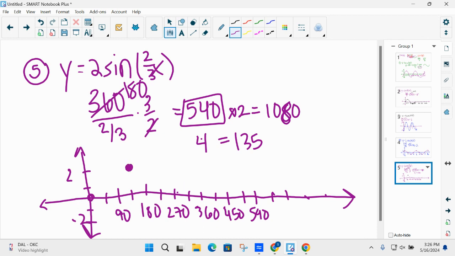So if you add 135 to that, you would get 270. If you add 135 to that, you would get this value here, 405. Then if you add 135 to that, you would get 540. Okay, and then you just continue the pattern.